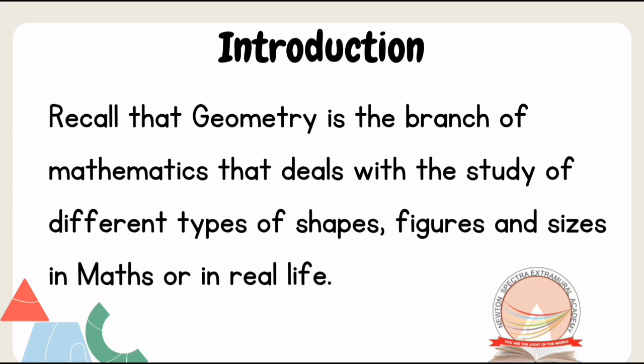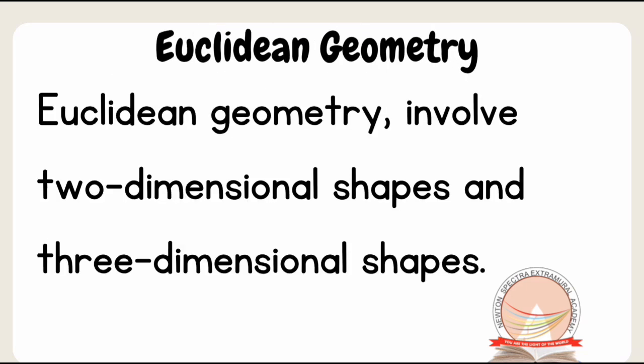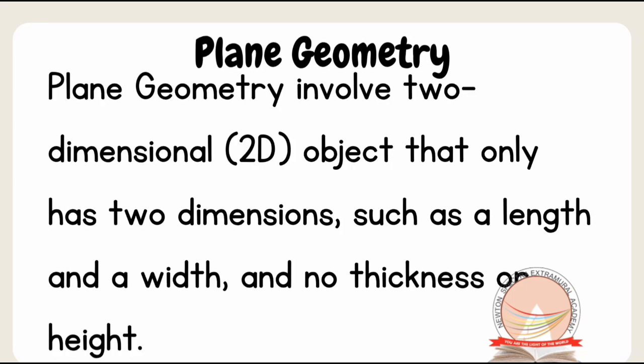So we recall that geometry is the branch of mathematics that deals with the study of different types of shapes, figures, and sizes in mathematics or in real life. There are several branches of geometry. We have algebraic geometry, discrete geometry, differential geometry, Euclidean geometry, convex geometry, and topology. But in today's class, we're going to concentrate more on Euclidean geometry. Basically, Euclidean geometry involves two-dimensional shapes and three-dimensional shapes. So, let's talk about two-dimensional shapes and three-dimensional shapes properly.